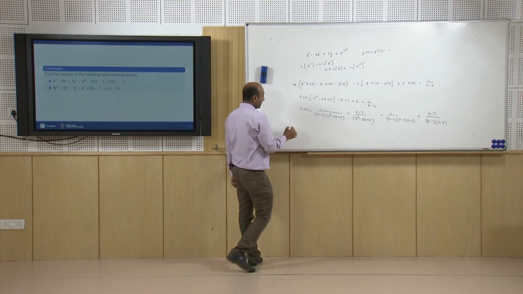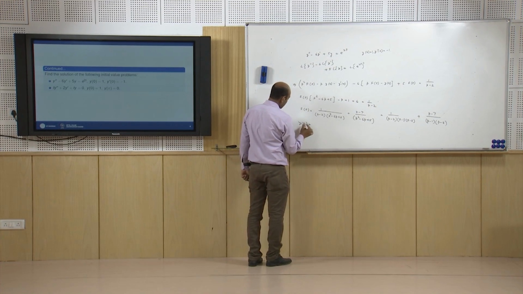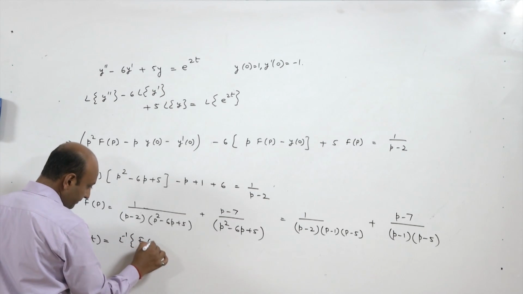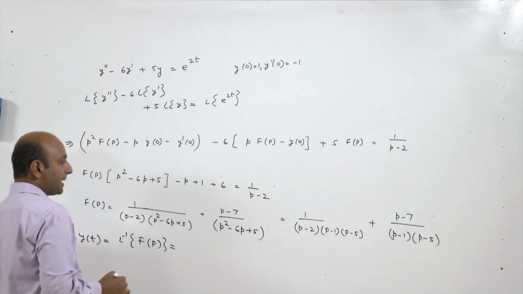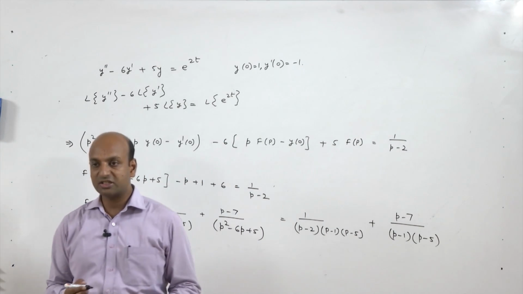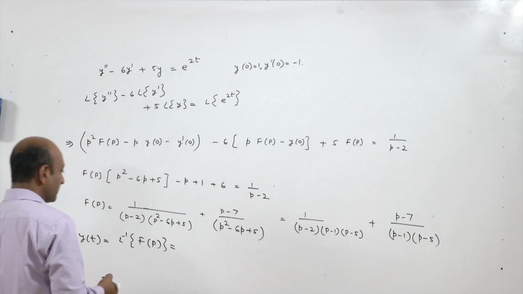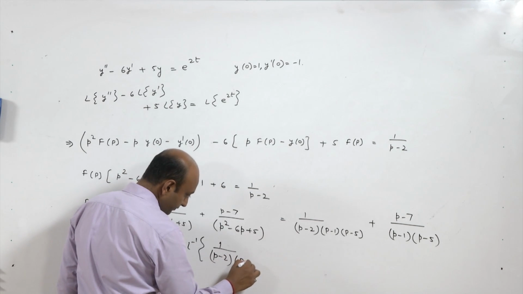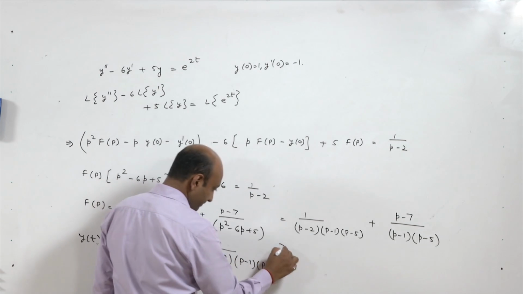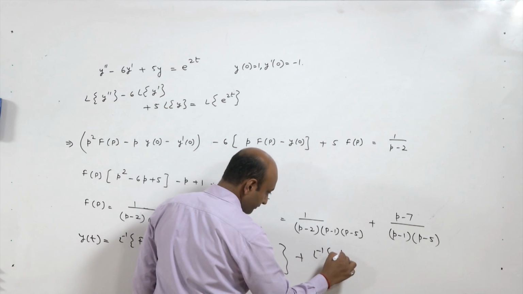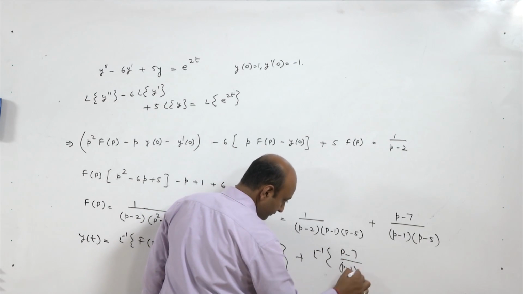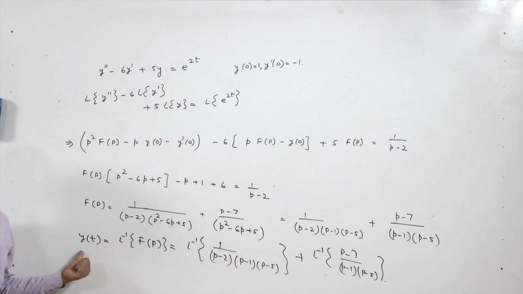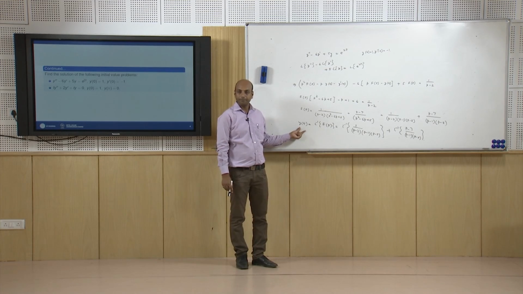Now, what will be y t? y t will be nothing but Laplace inverse of f p. So, Laplace inverse of this can be found using partial fractions. You can use partial fractions to find out the Laplace inverse of this. So, that will give the final expression for y t.